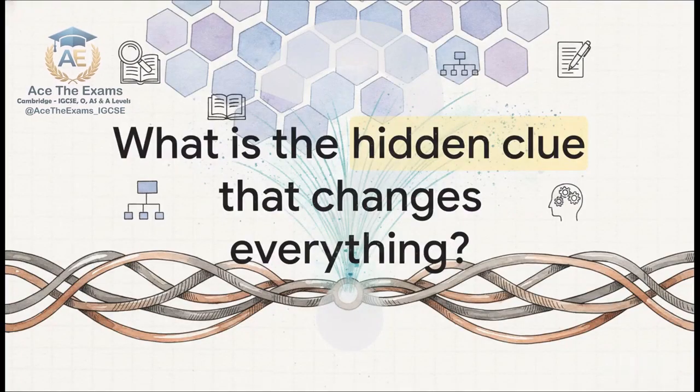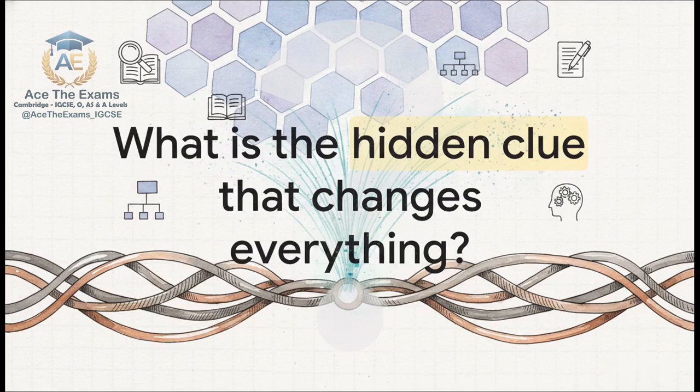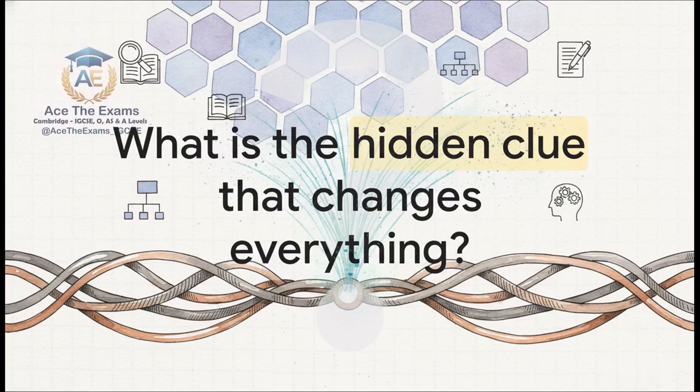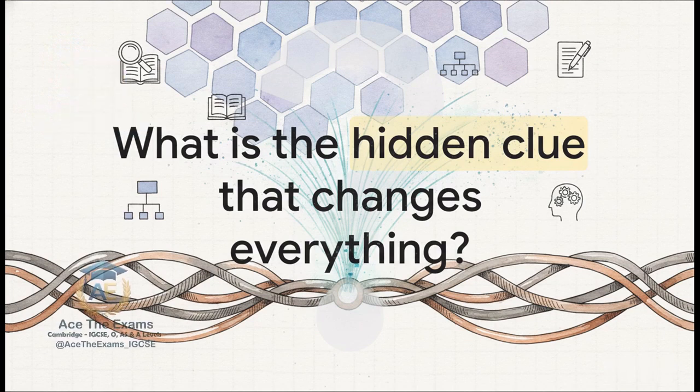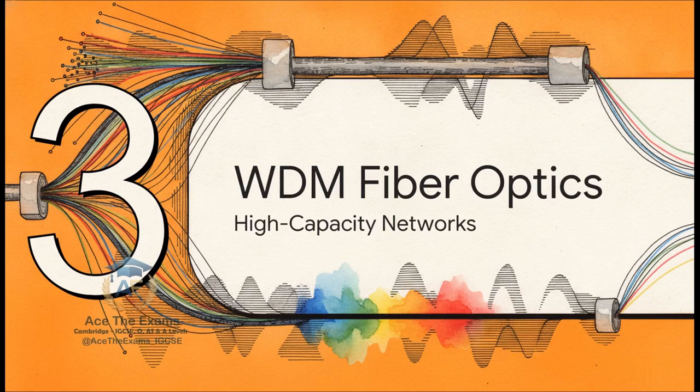Okay, in just a minute, I'm going to reveal a hidden examiner clue that will completely change how you write your exam answers. But first, we need one final framework to make that clue blindingly obvious. You see, copper wires are really only half the story. Section 3, Wavelength Division Multiplexing, or WDM for short. Let's dive in.